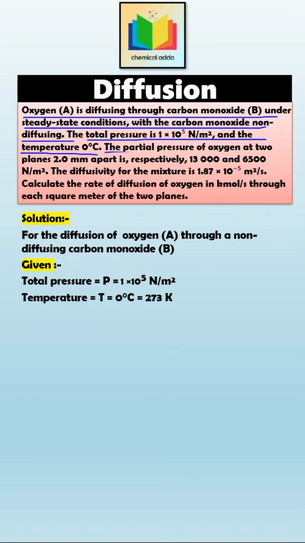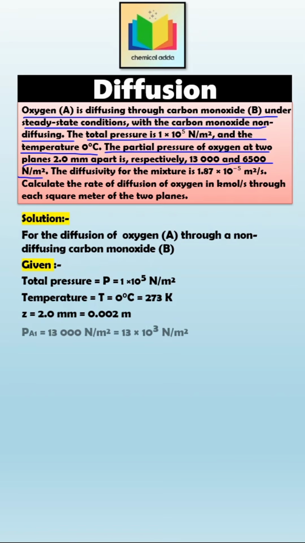Then we have given the partial pressure of oxygen at two planes 2 millimeters apart is respectively 13,000 and 6,500 Newton per meter square. Which means that we have given Z is equal to 2 millimeters, that is 0.002 meters. Then PA1, which is the partial pressure of oxygen at one end, is equal to 13,000 Newton per meter square. And PA2, which is the partial pressure of oxygen at another end, is equal to 6,500 Newton per meter square.